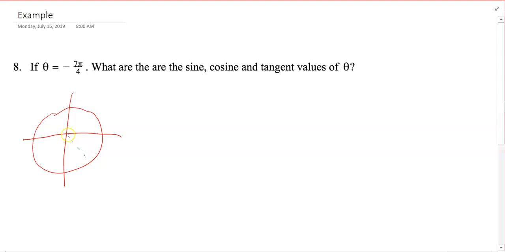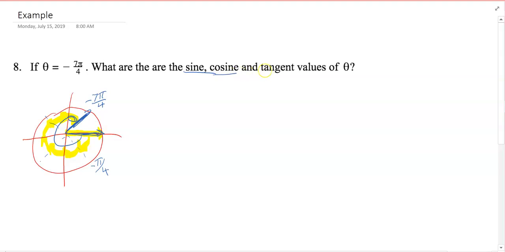Notice that if I split this fourth quadrant into two, this distance will be negative pi over 4 on the unit circle. We want to go 7 of these, so I keep splitting these into negative pi over 4. We always start at the horizontal x-axis, so that's where we start. Go 1, 2, 3, 4, 5, 6, and 7. So we end right here. From this horizontal axis to this part, we have moved in this direction negative 7 pi over 4.